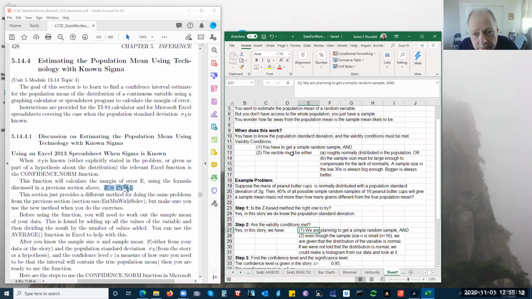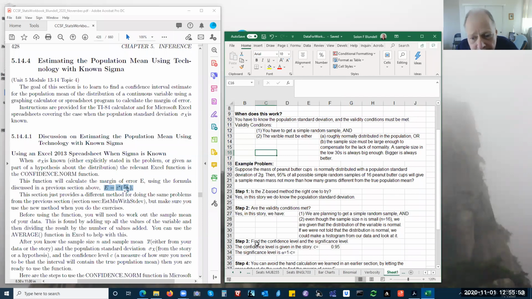And condition 2, well, we're told that the distribution is roughly normal in the story. It says, suppose the mass is normally distributed. So that's enough. If we were not told that, we would need a bigger sample. 16 would be too small. But because we know it's a normal distribution, 16 is okay. So the validity conditions 1 and 2 are both met.